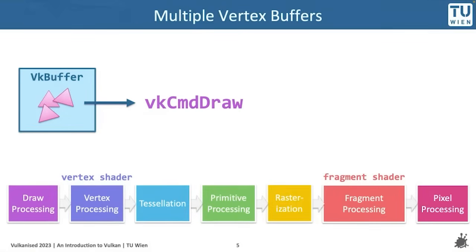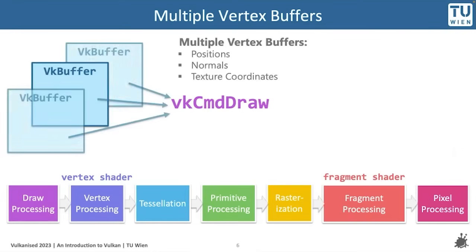This is what happened in part 2. We filled our buffer with the vertex data, like the positions of the triangles. And then we issued the draw command, which then draws these triangles. So they went through the vertex shader to the fragment shader to your final image.